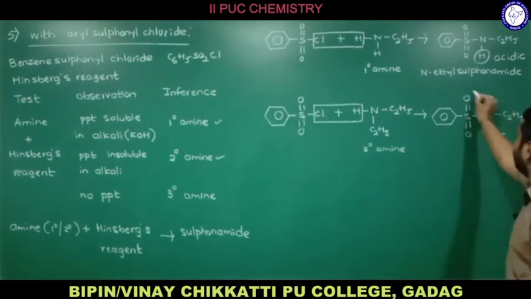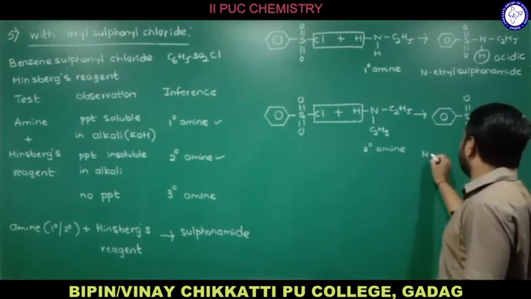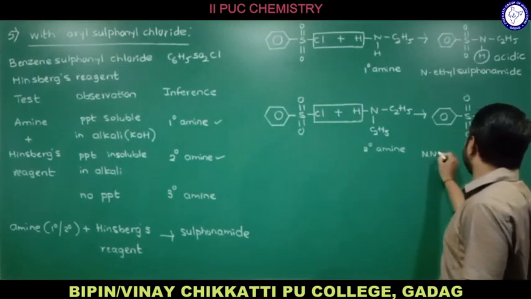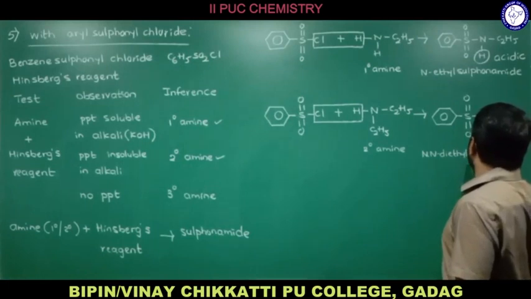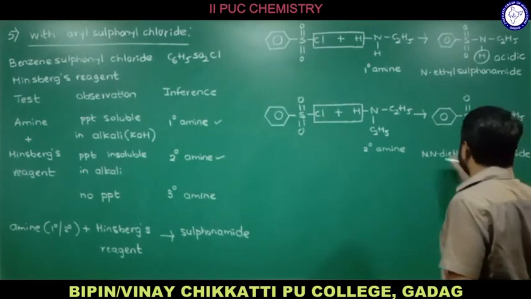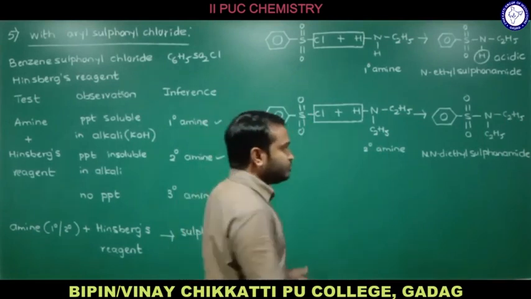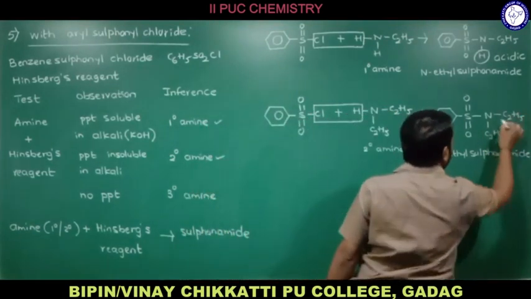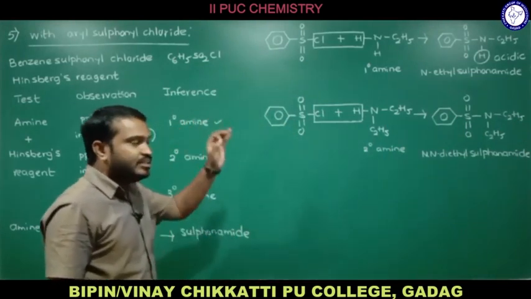This is a sulfonamide, we know. We have one ethyl and two ethyl, therefore I am going to write here N diethyl sulfonamide, where N stands for the alkyl group other than the parent chain. So this is one alkyl group, one more alkyl group, two ethyl we have, therefore N diethyl sulfonamide, that is the precipitate we get.